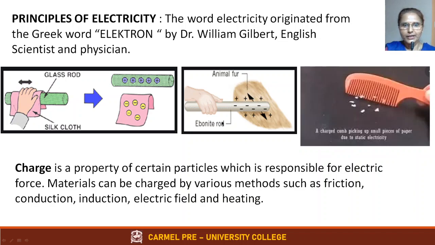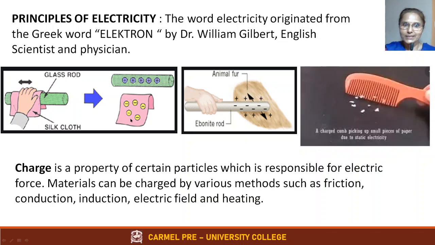Similarly, they did the experiment on ebonite rod and animal fur. When they rubbed ebonite rod with animal fur, it was eventually found that ebonite rod is negatively charged, whereas animal fur is positively charged. How did they come to know? They brought ebonite rod and glass rod near each other. They attracted, and silk cloth and animal fur were attracted after they were rubbed. So they figured out that there must be two types of charges, and the same type of charges repel and different types will attract. That was the conclusion.